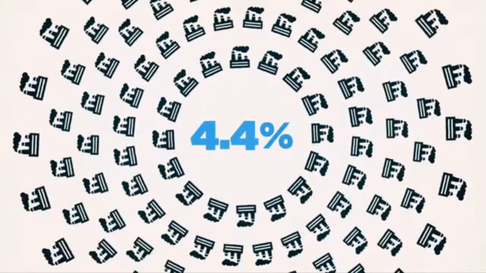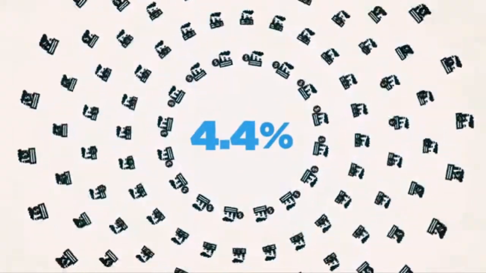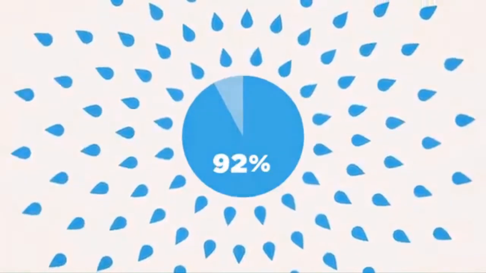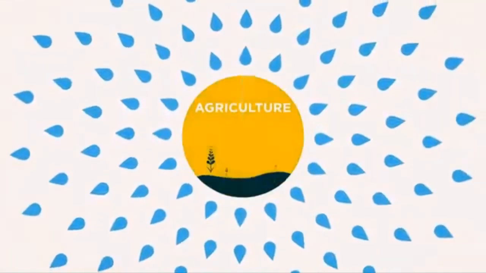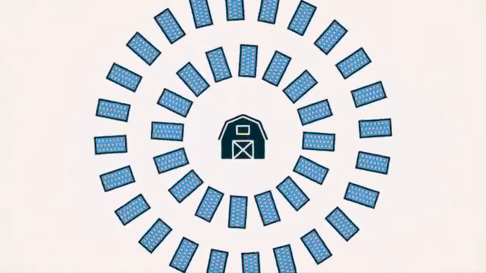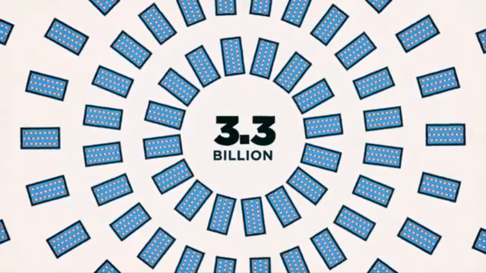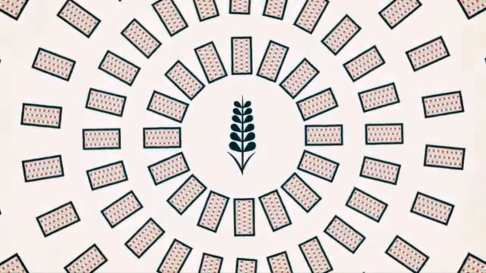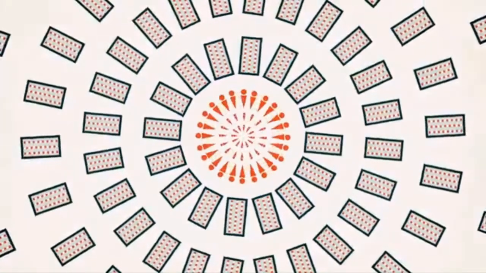Another 4.4% goes to the wide range of factories which make the products we buy each day. But the remaining 92% of our water consumption is all spent on a single industry: agriculture. Our farms drain the equivalent of 3.3 billion Olympic-sized swimming pools every year. All of it swallowed up by crops and livestock to feed Earth's growing population.